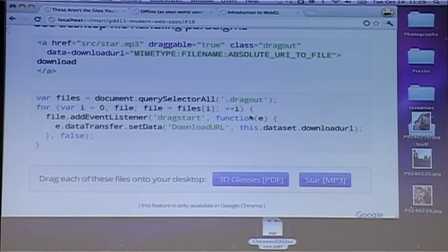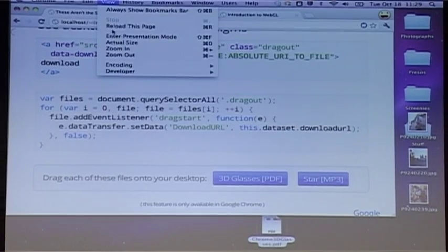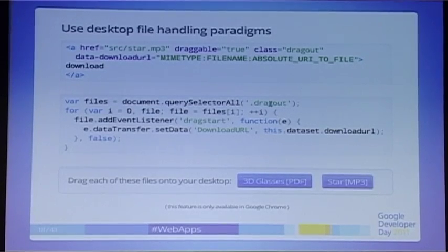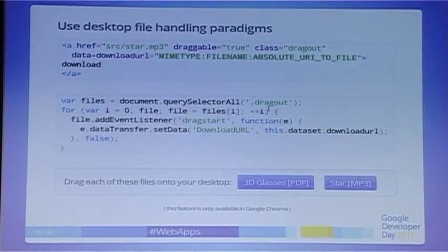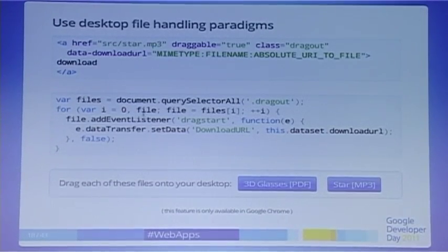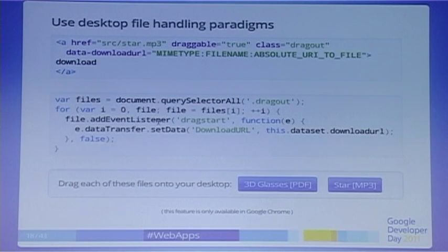So let's go back full screen if we can. What I'm doing here is getting all the elements with the class name dragout, and then going through all these files and adding a drag handler to do the download URL.